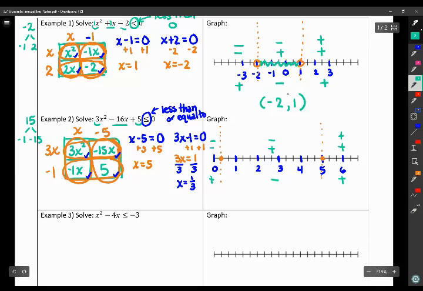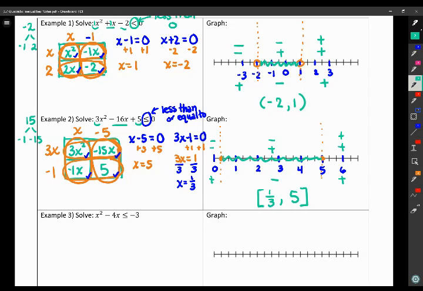And again, we're doing less than. So less than numbers, if it's less than 0, that means it has to be negative. And so it would be this region in between. And so I would say that my values are going to be, and again, because it's a closed circle, it's going to be a bracket. So it's going to go 1/3, 5 bracket. All right.